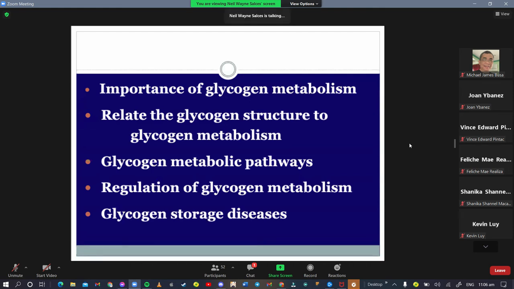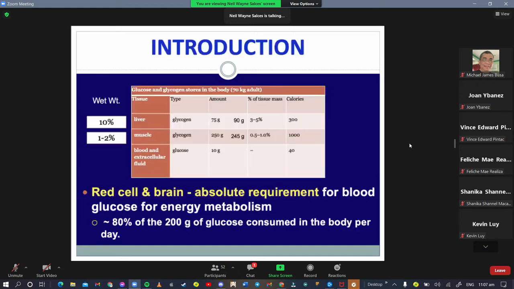Okay, so when we talk about glycogen metabolism, we will review the importance of glycogen metabolism and relate the glycogen structure to glycogen metabolism. We will also look into the glycogen metabolic pathways, how glycogen is regulated, and lastly, tackle a little bit on glycogen storage diseases.